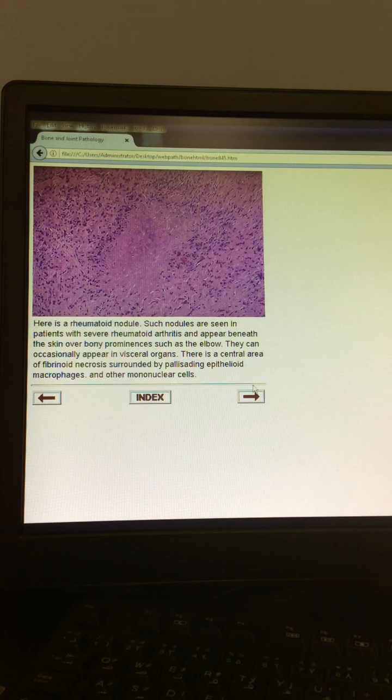Okay? In this picture you can see the typical microscopic picture of a rheumatoid nodule. If we take a section from a rheumatoid nodule, you will see this central area of fibrinoid necrosis surrounded by palisading of mononuclear lymphocytes and epithelioid histiocytes. At this power it's difficult to recognize the epithelioid histiocytes, but you have to know there is palisading of epithelioid histiocytes and mononuclear cells around this pinkish area of fibrinoid necrosis.